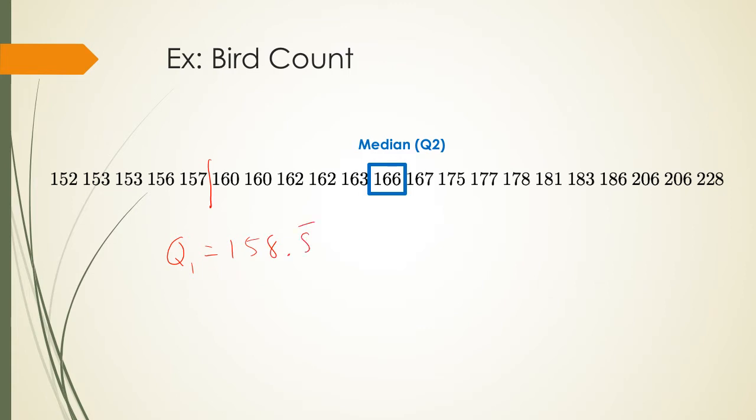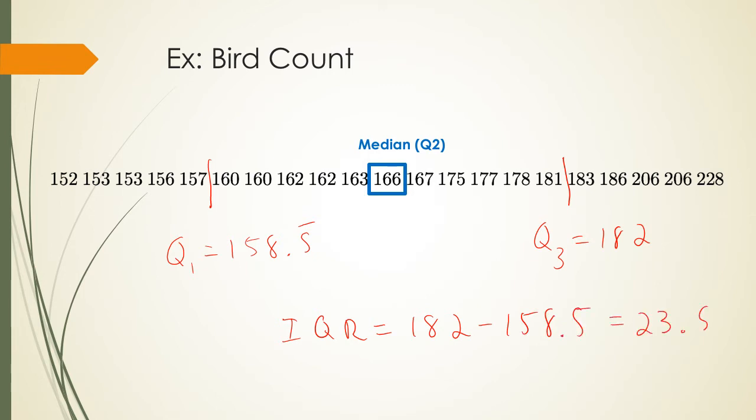To compute Q3, we follow a similar process, but focus on the top 10 values. The midpoint of this portion of the data is between 181 and 183. So we get Q3 is equal to 182. Then the IQR is 182 minus 158.5, which comes out to be 23.5.